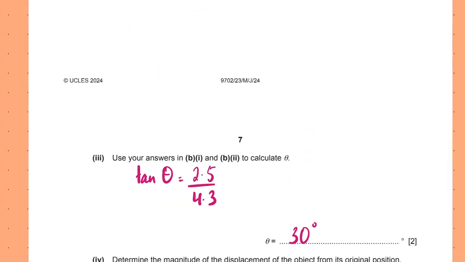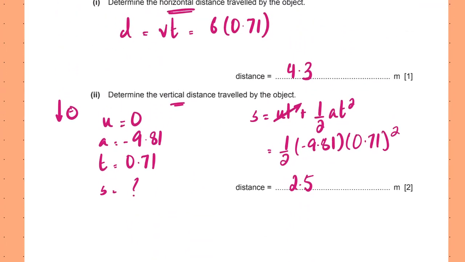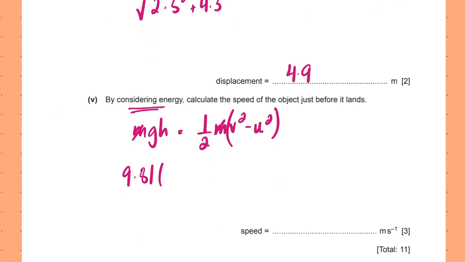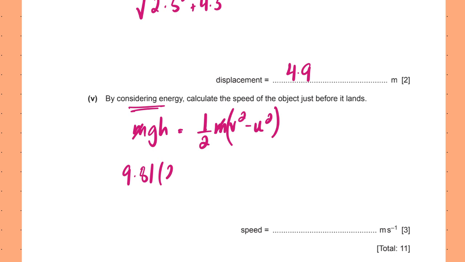H would be the vertical distance that it falls through. Now was it 2.5 or 4.3? So the vertical distance was 2.5. So 2.5 equals half. Okay, now whenever we use the energy expression, this is how I go about it.